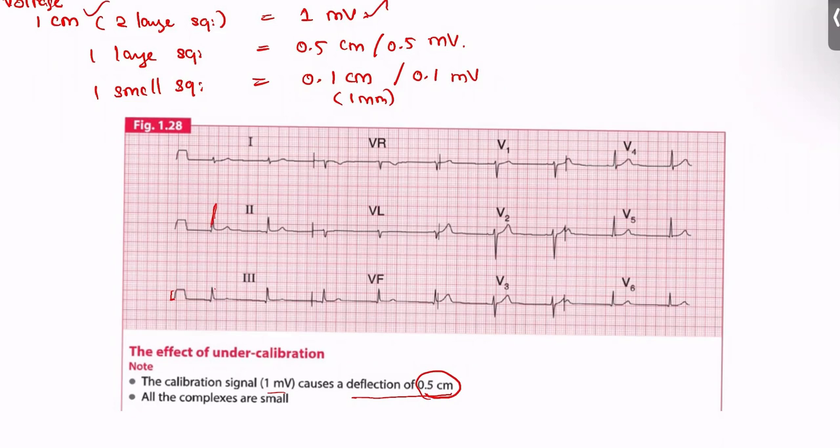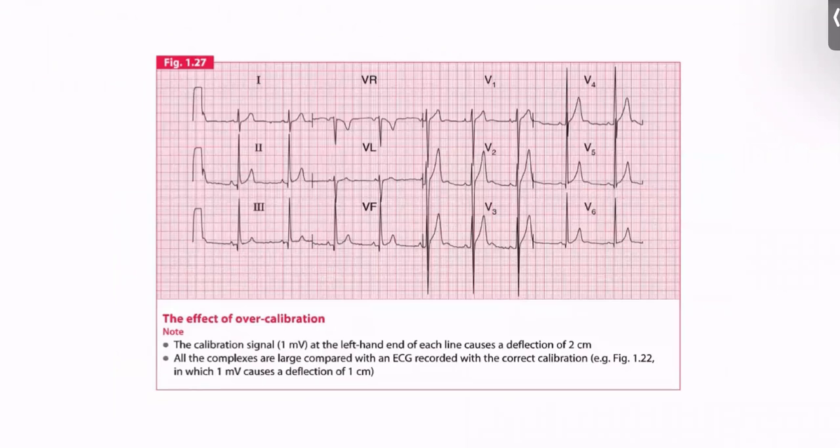Okay, all the complexes are small here. For this, instead of 2 large squares, it is drawn with 4 large squares. So the ECG waves are very deep and very high, and so we have to divide by 2 for these ECG waves. It is the over calibration. We use this as a calibration. It is the over calibration, and each line deflects 2 centimeter. All the complexes are large compared with the ECG recorded in the correct calibration.